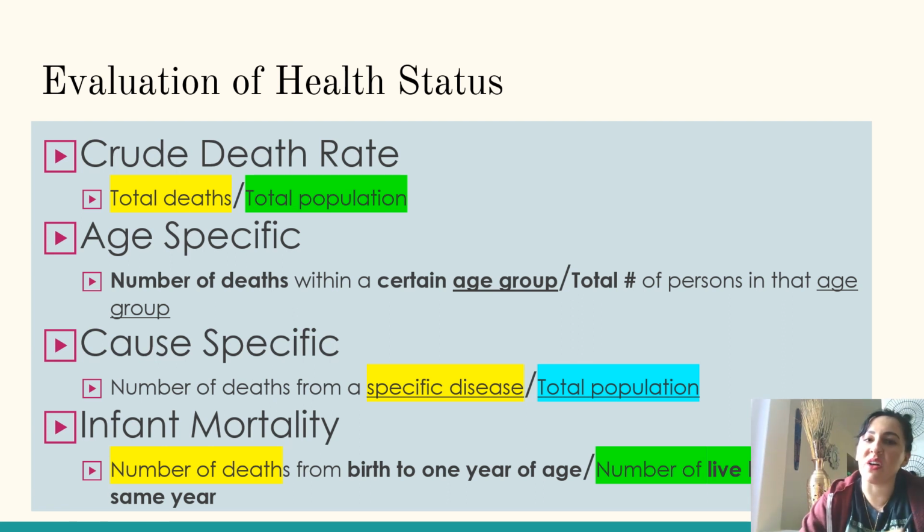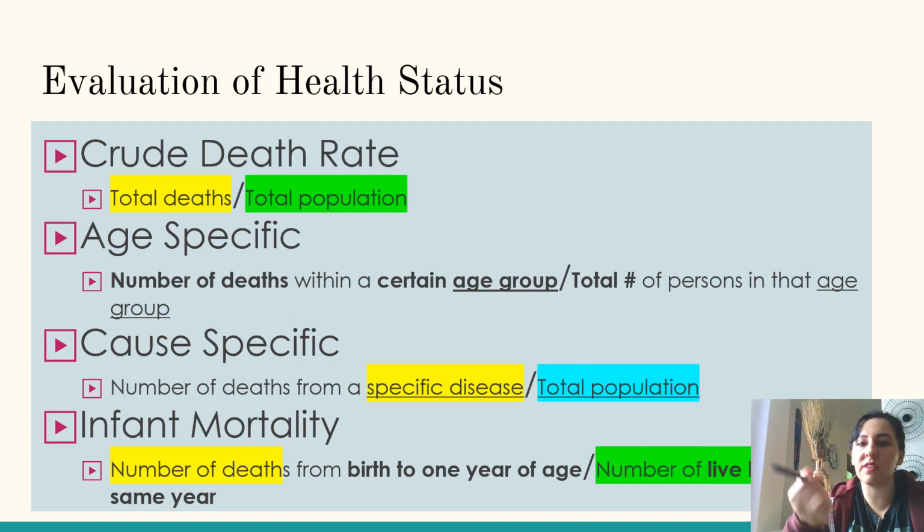Okay, so let's look at some death rates. Actually, you can look at these yourself. There are basically all different ways that we can look at the death rate. Crude death rate would just be the total deaths divided by the total population. But that's not the only thing you could do with death rates. You can look at age-specific death rates and cause-specific death rates.